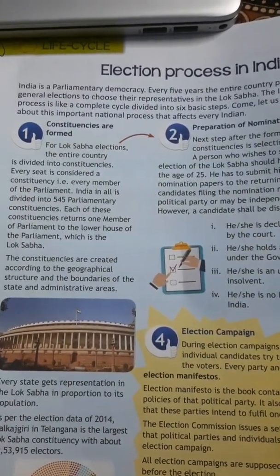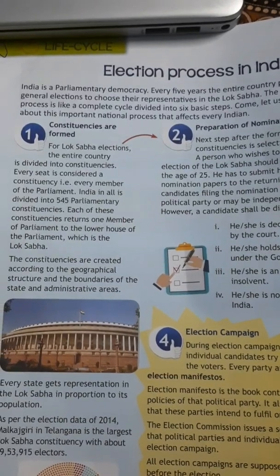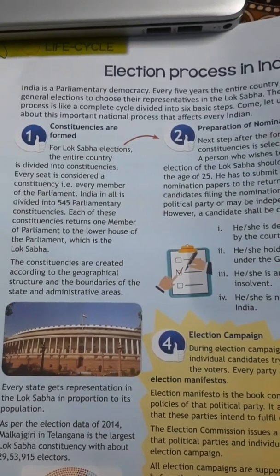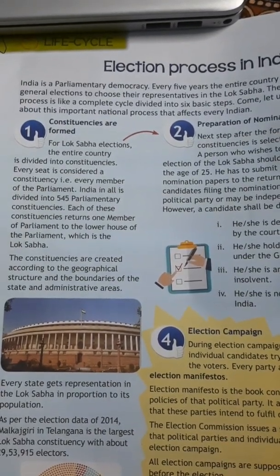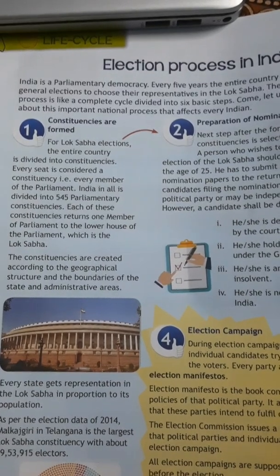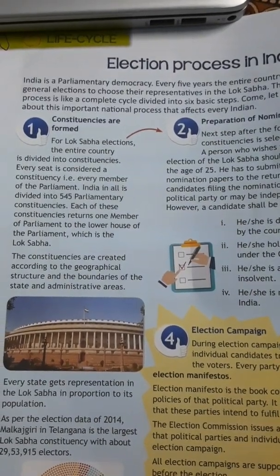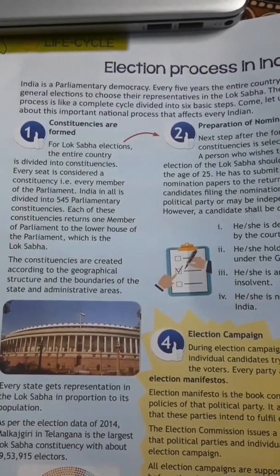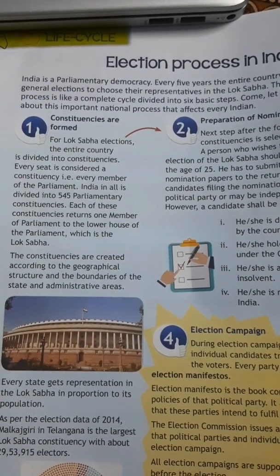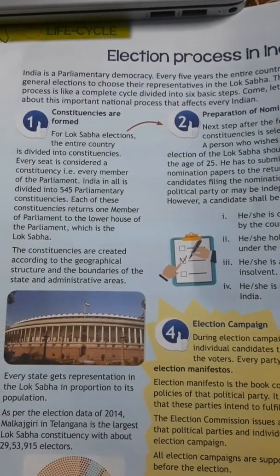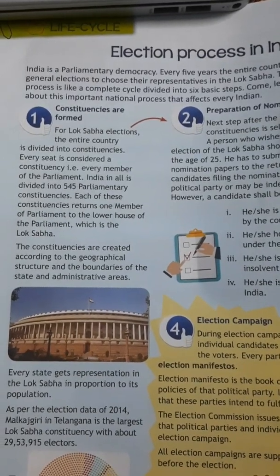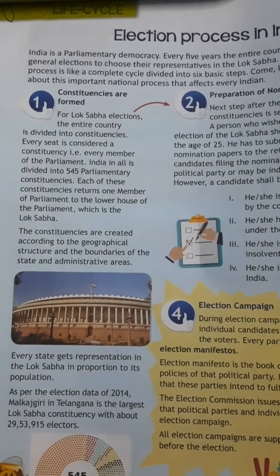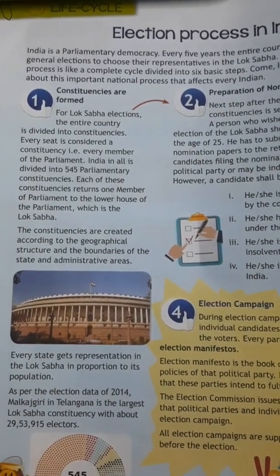Number 1, constituencies are formed. For Lok Sabha election, the entire country is divided into constituencies. Every seat is considered a constituency, that is, every member of the parliament. India is divided into 545 parliamentary constituencies. Each of these constituencies returns one member of parliament to the lower house of the parliament, which is the Lok Sabha. The constituencies are created according to the geographical structure and the boundaries of the state and administrative areas.